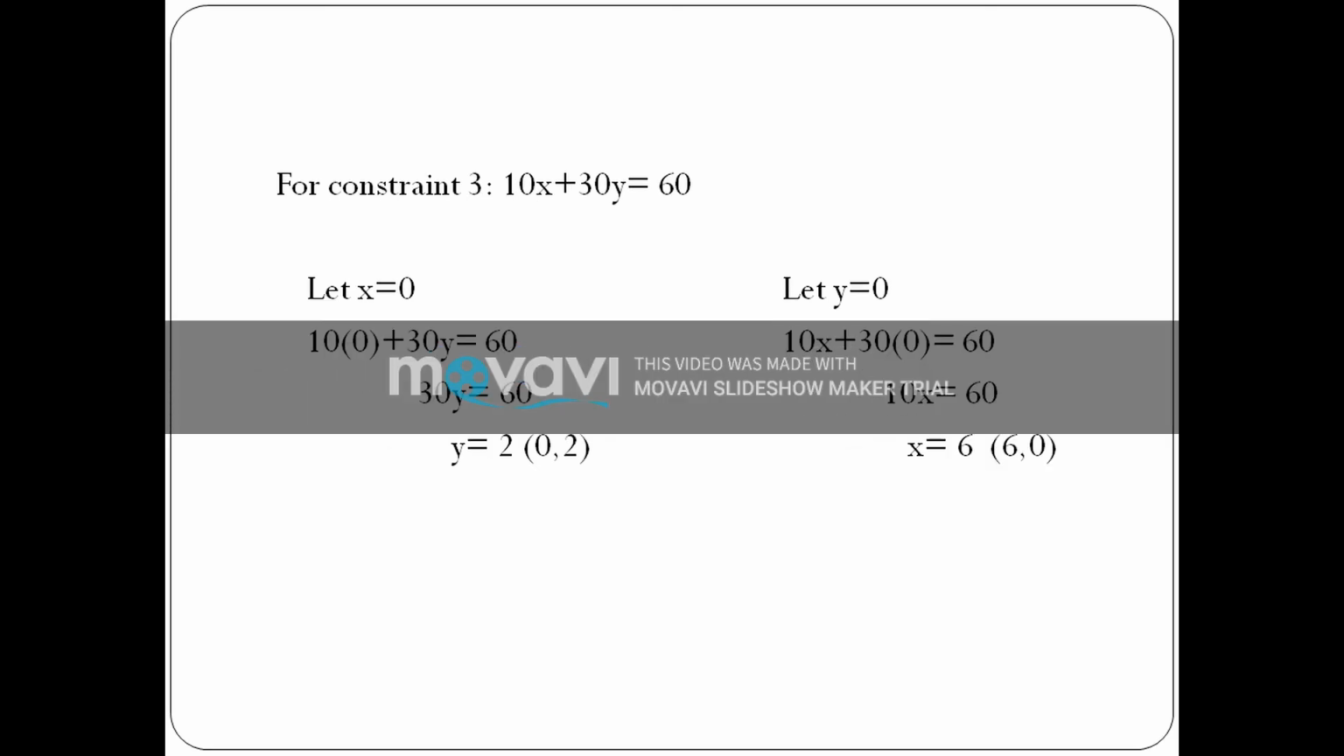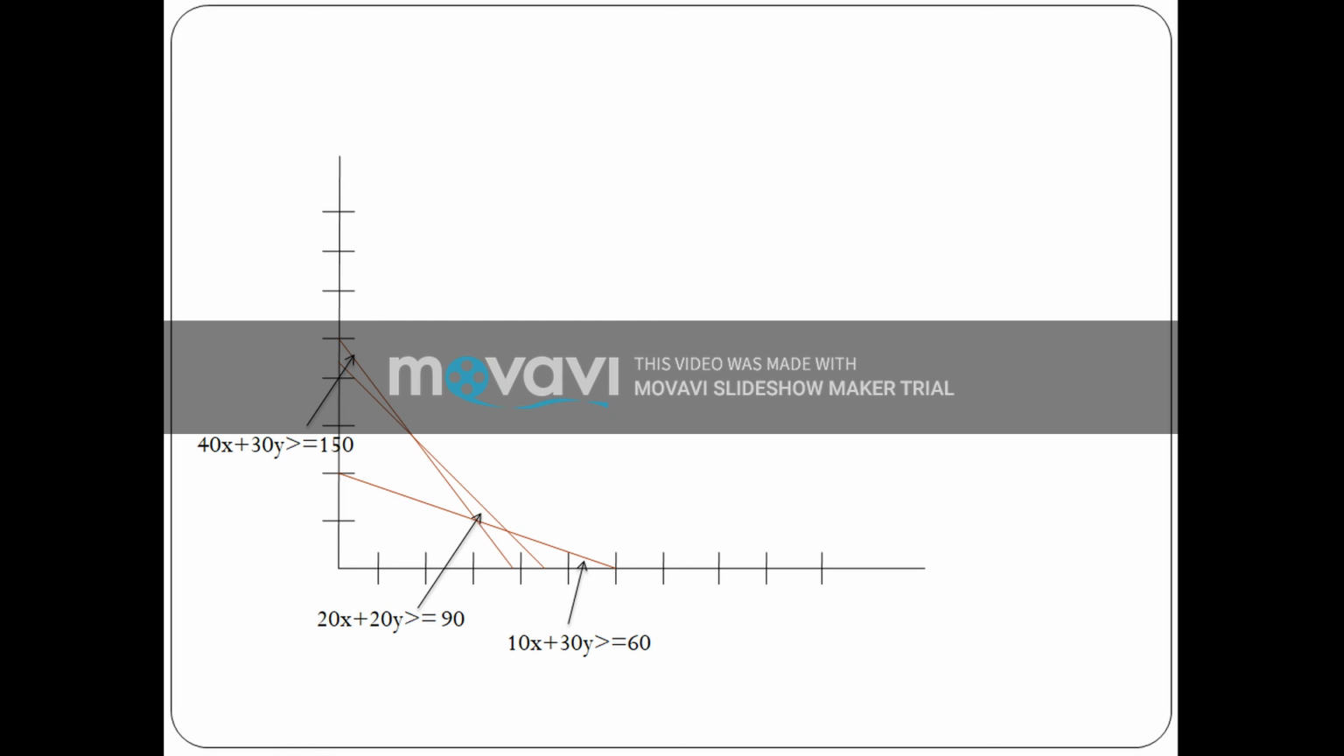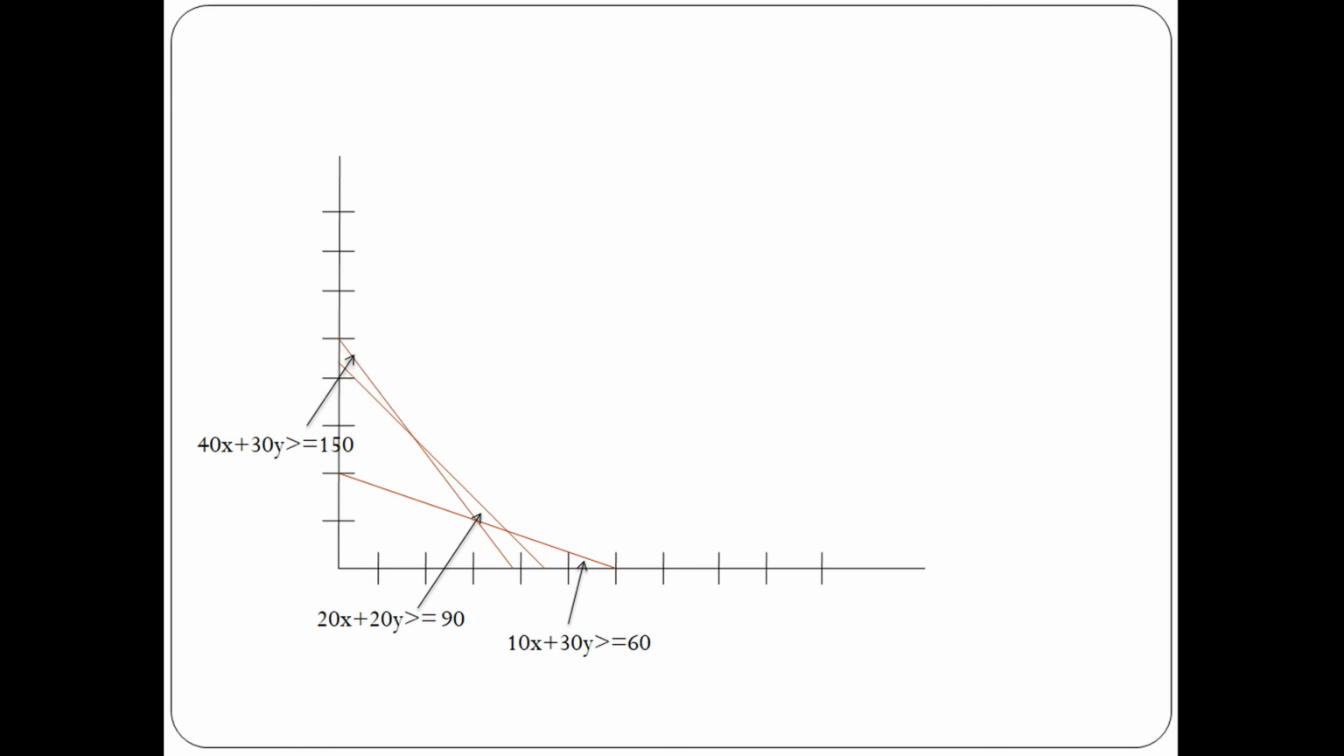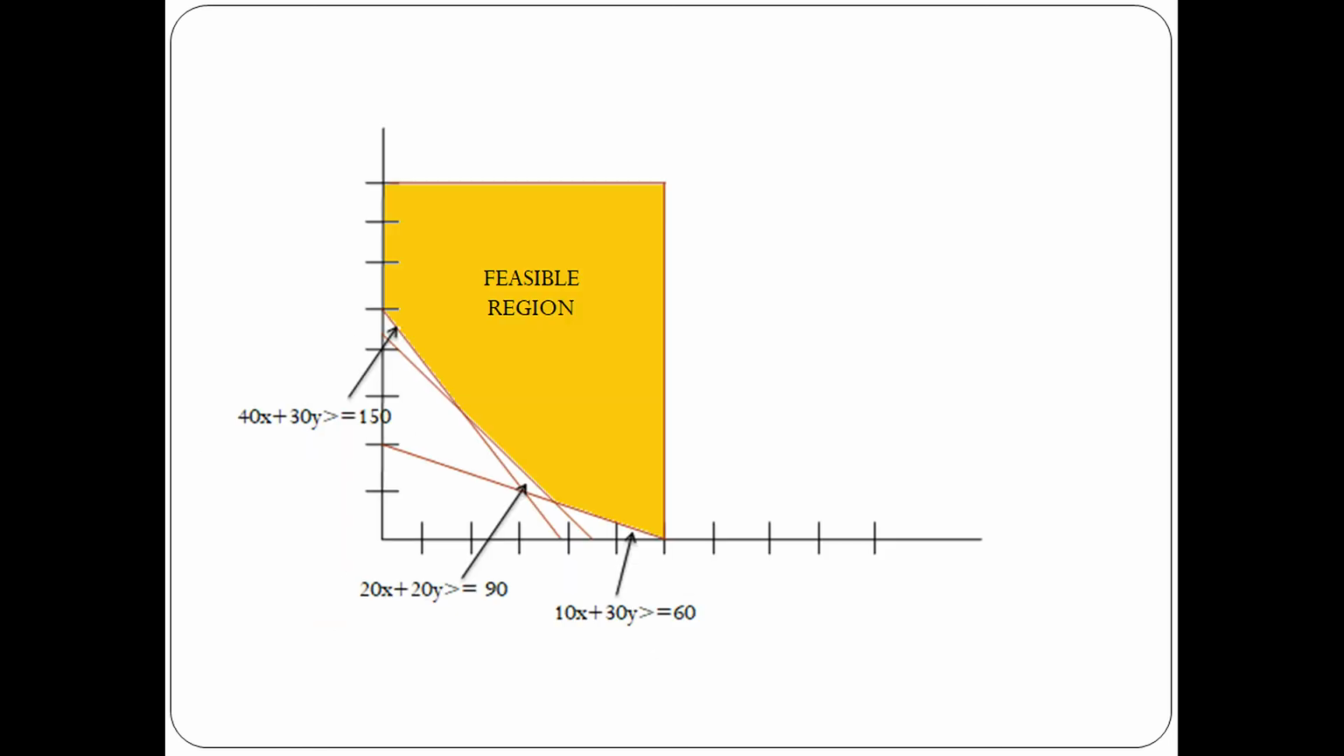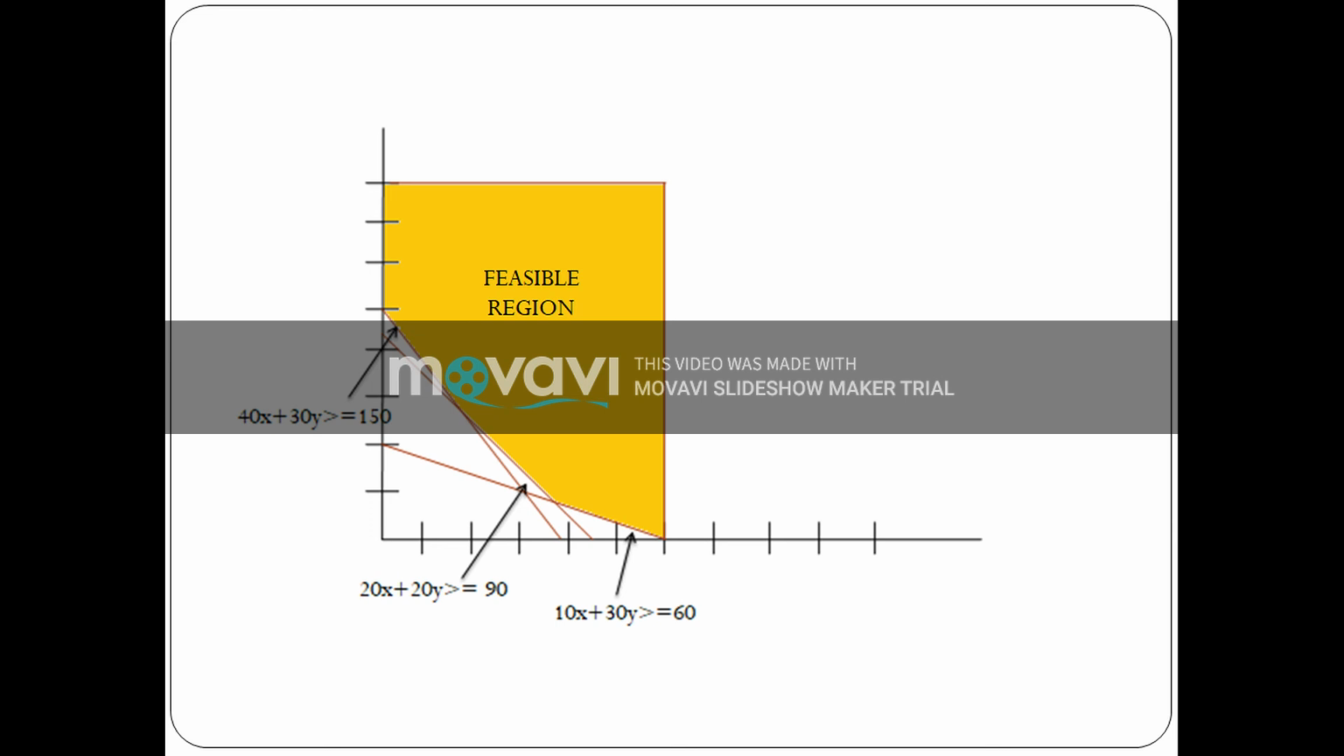For constraint 3, 10x plus 30y equals 60. Let x be 0, y equals 2. Let y be 0, x equals 6. Plotting the coordinates, it will now look like this. We then identify the feasible region. Note that minimization problems often have unbounded feasible regions.